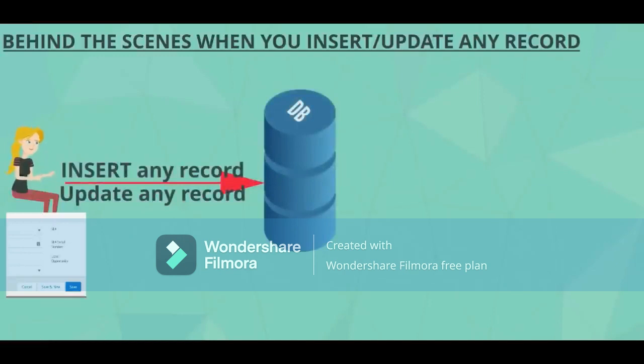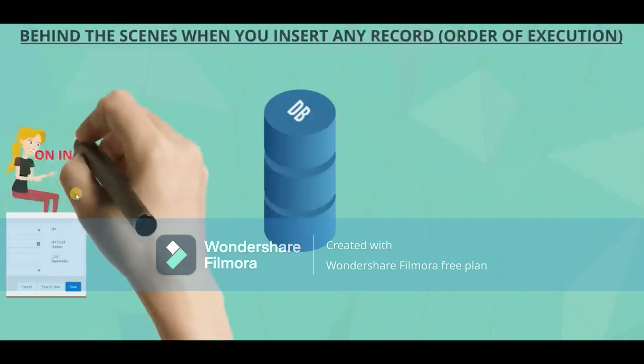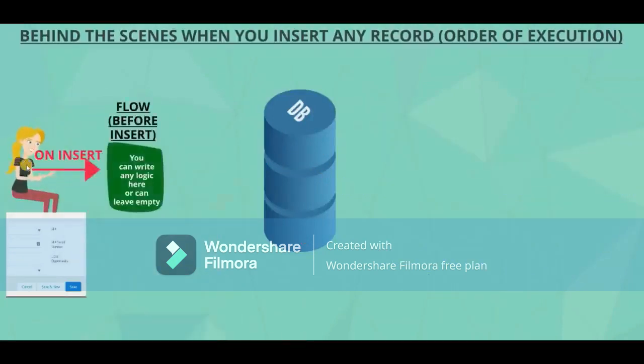Before going ahead, we need to understand what happens behind the scenes whenever a record is inserted or updated. Let's say a user provides some value in the user interface and clicks on save. It will not go directly into the database. Instead, Salesforce will make a volte-face before it inserts or updates data, and it will make another one after the data has been inserted into the database. You don't believe me? Let me show that to you. This is the order I'm talking about.